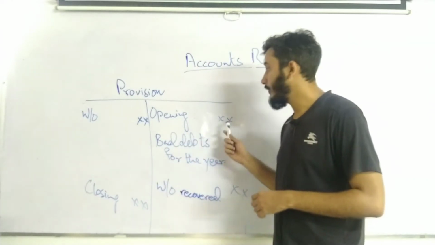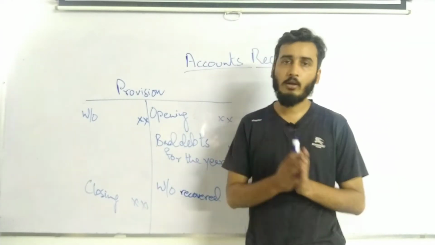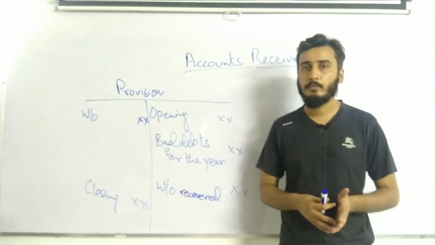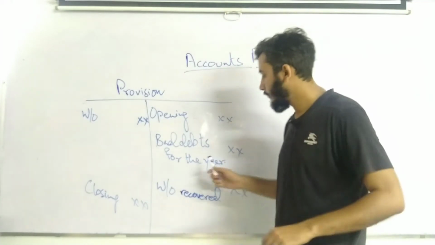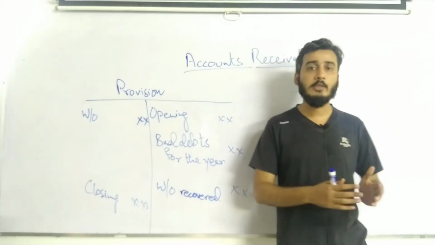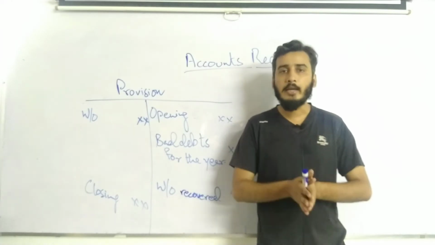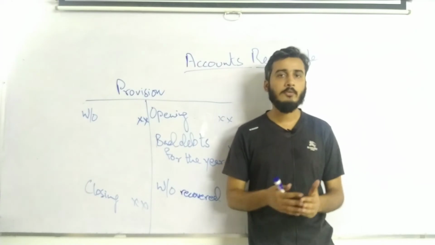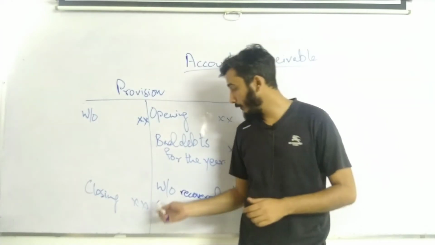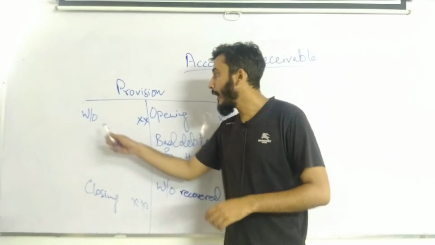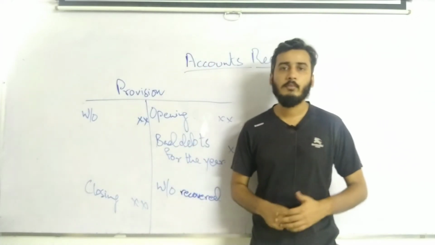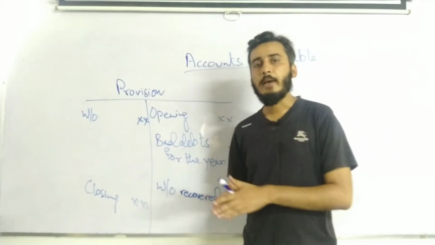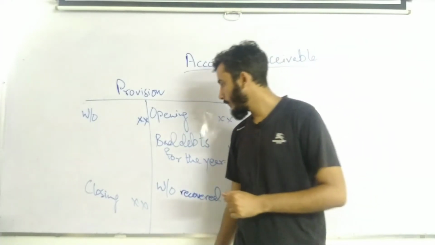Now, the opening balance is written on the credit side as it is a contra asset. And the closing balance is written on the debit side. Then, write-off recovered. As we have discussed before, the entry to record write-off recovered is account receivable debit and provision for doubtful debts credit. Therefore, we have written it on the credit side, and write-off on the debit side, because the entry to record a write-off is provision for doubtful debts debit and account receivable credit.